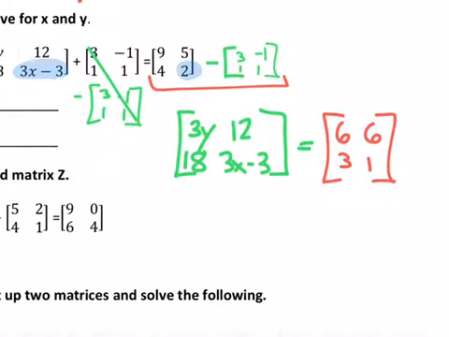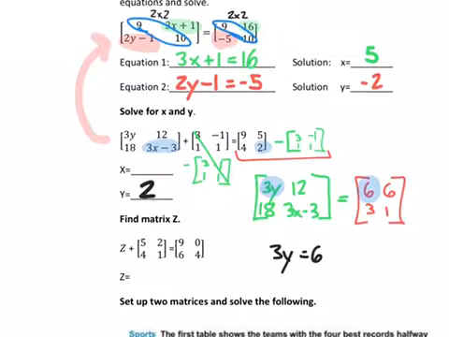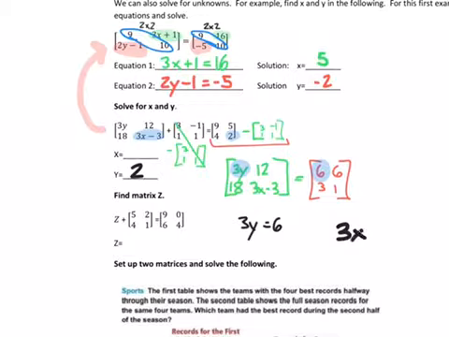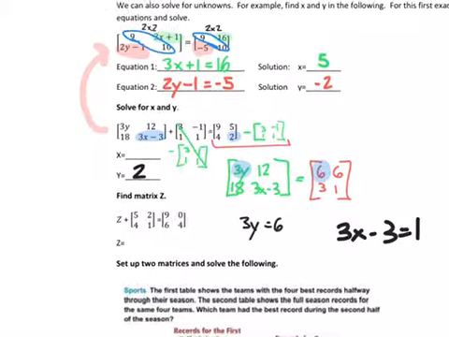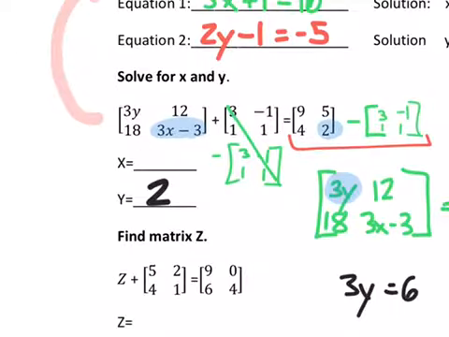Now that we have two identical matrices, we can set them up and solve for our equations, our variables. So 3y is equal to 6. Y is equal to 2. 3x minus 3 is equal to 1. Add 3 to both sides. Divide by 3. And we get that x is equal to 4/3.